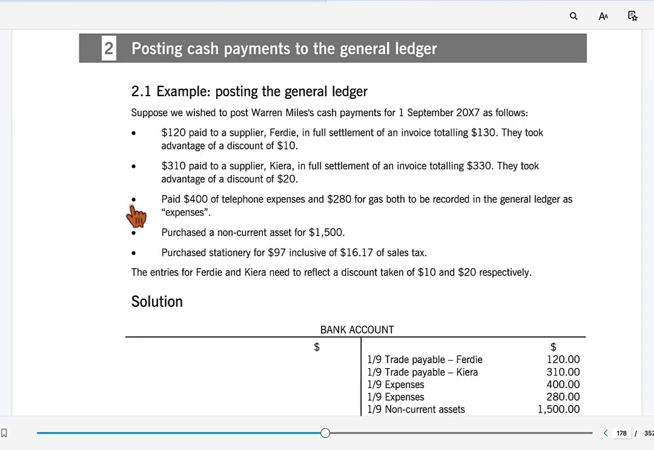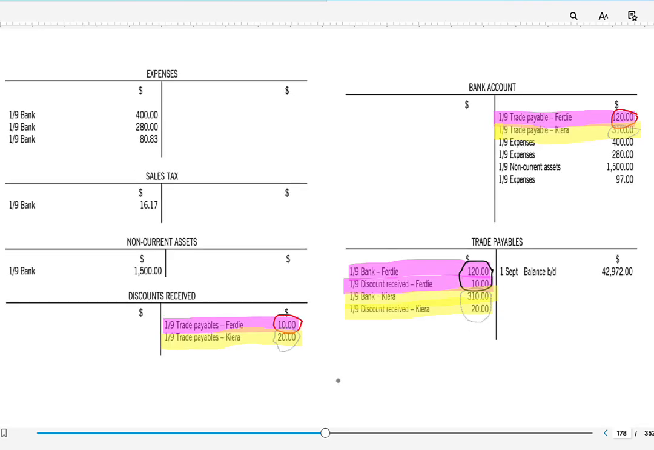Transaction 3. Paying cash for telephone expenses and gas to be recorded as expenses. Information given. Libra paid $400 for telephone expenses. Libra also paid $280 for gas. Both payments must be recorded as expenses. Here we have two separate expense payments. We record them clearly. First, the telephone expense payment.